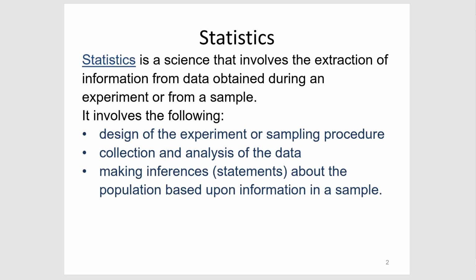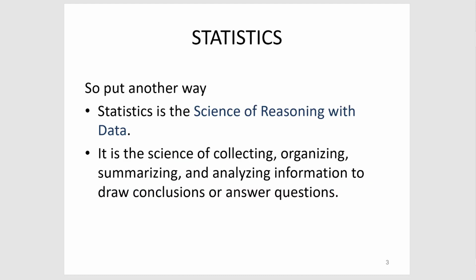So statistics, it's a science that involves the extraction of information from data obtained during an experiment or from a sample. It involves the following. We have to design an experiment or have some sort of sampling procedure, collect and do an analysis of the data, and then after we've done that, we'll make inferences or statements about the population based on the information in the sample we took. So putting it another way, statistics is a science of reasoning with data. We collect, organize, summarize, and analyze information so that we can draw conclusions or answer questions.